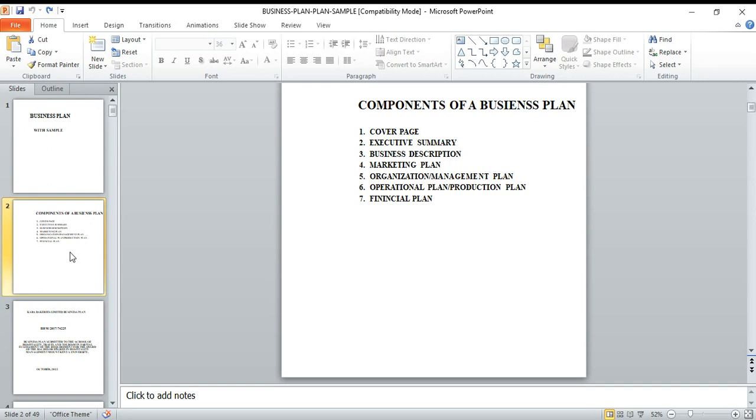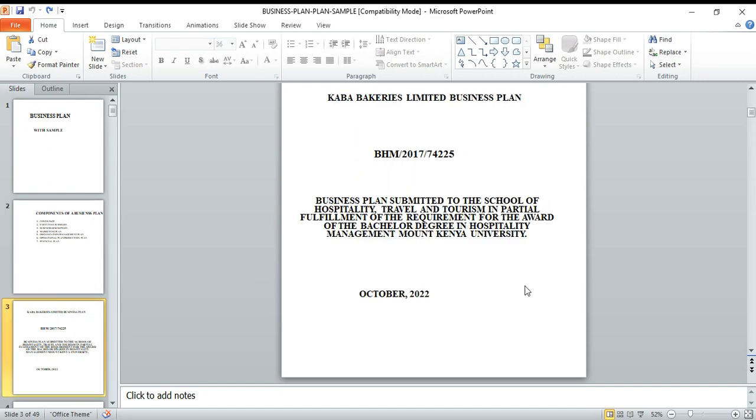So the next one, we want to look at the sample business plan. The first component is the cover page. So how should the cover page look like? In this section, I'll use a sample business plan in the name Kaba Bakeries, which falls under food. So this is our cover page. You can see the name of the business, that is Kaba Bakeries Limited Business Plan. You can see the owner. This is the student who is submitting, so he has just indicated the name.